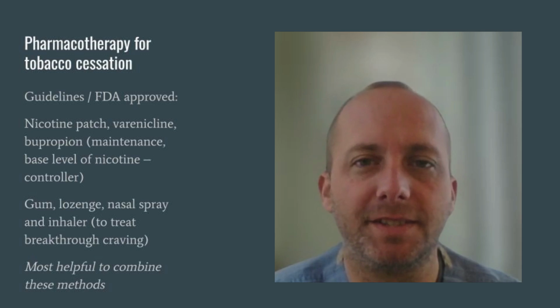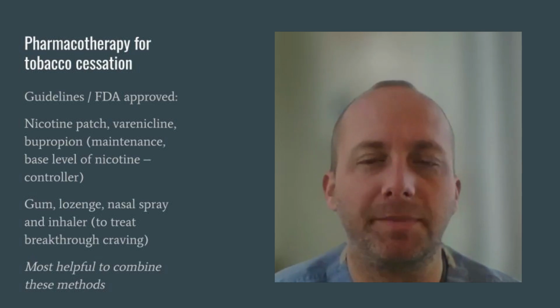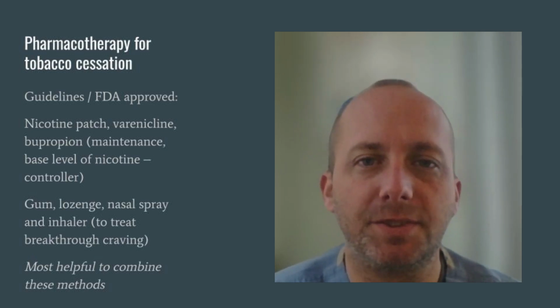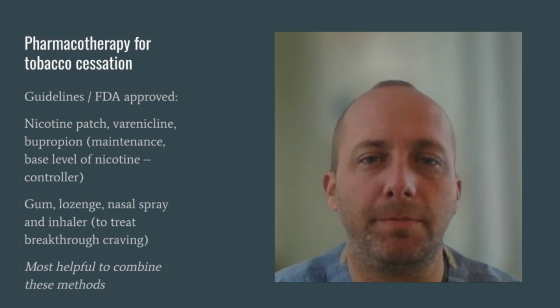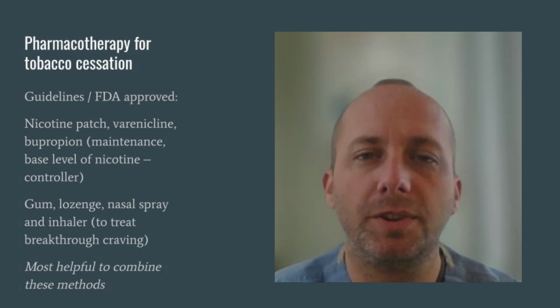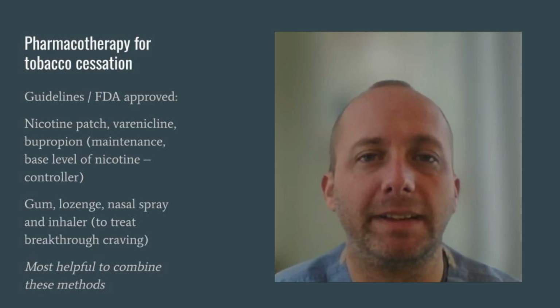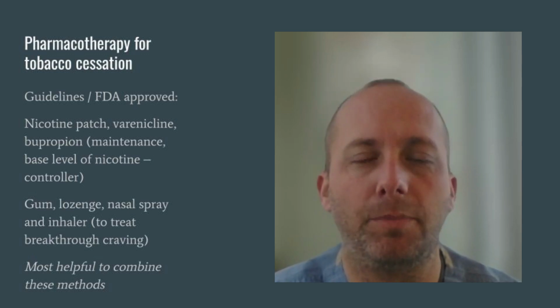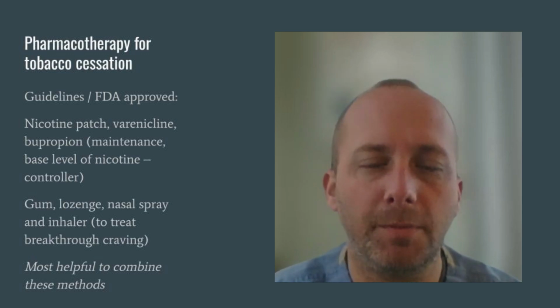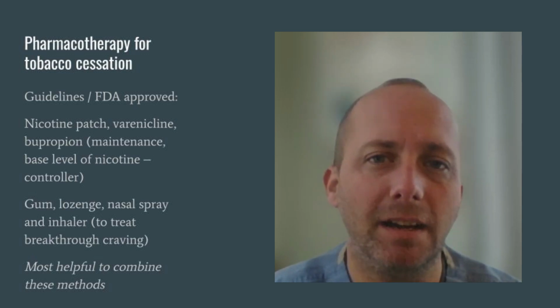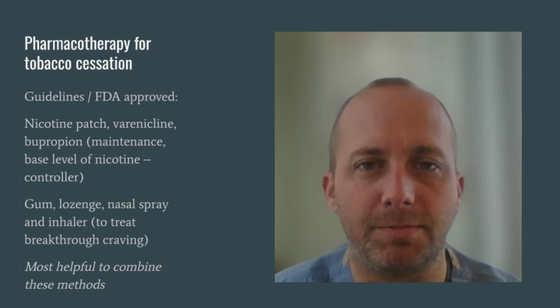When I talk about medications for smoking cessation, I'd lump them into two buckets. There's the controller or maintenance, as well as something for PRN or breakthrough craving. Your controller or maintenance medication is going to be something like the nicotine patch, bupropion under brand name Zyban, or varenicline brand name Chantix. For the most part, the PRN or something for breakthrough craving is going to be the nicotine gum or lozenge. Some people use the nasal spray.